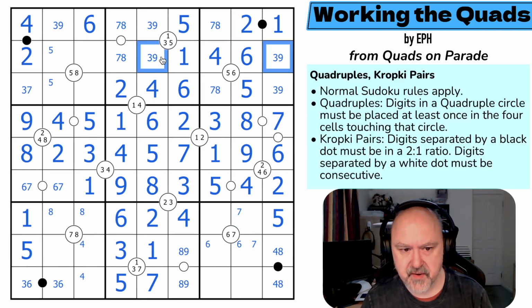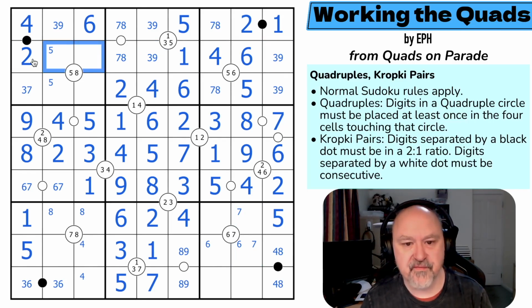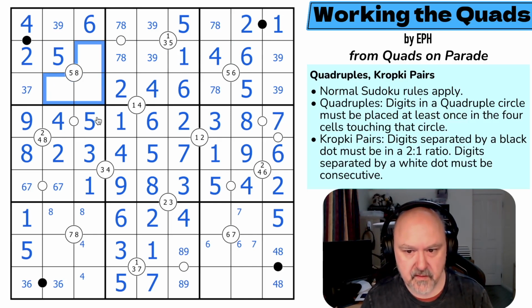This 3, 9 pair means this is a triple. Where's 5 in this row? I can't put 5 there. I can't put 5 there. 5 has to be in one of those two, but this 5 is looking up saying that's the 5. So this is 7 or 8.